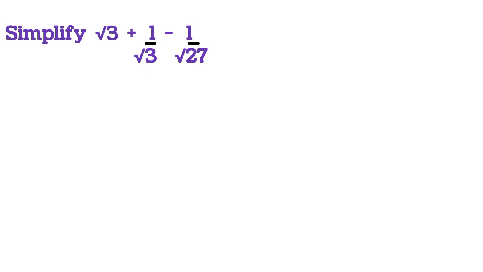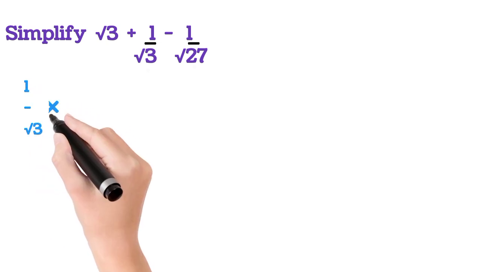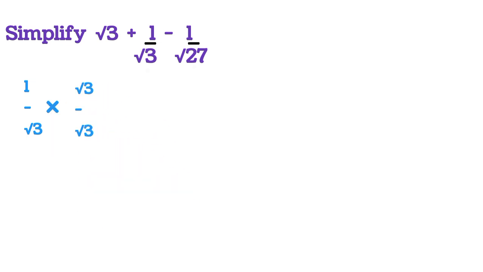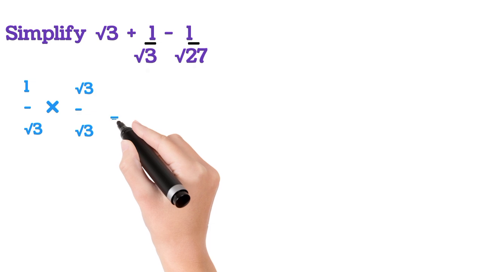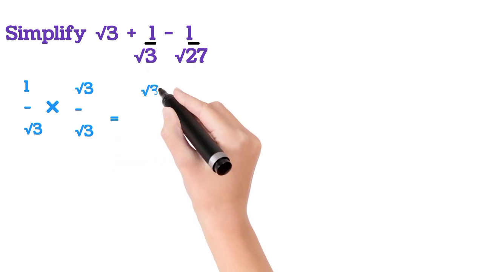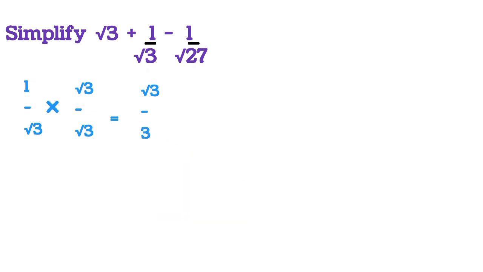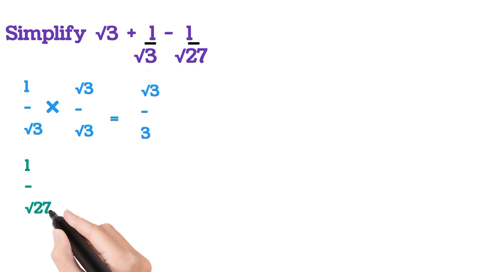To rationalize 1 over square root of 3 is to remove or eliminate the square root sign from the denominator, which is equal to 1 over square root of 3 times square root of 3 over square root of 3. That is equal to square root of 3 over what? 3. 1 times 1 is 1, and square root of 3 times square root of 3 is equal to what? 3.